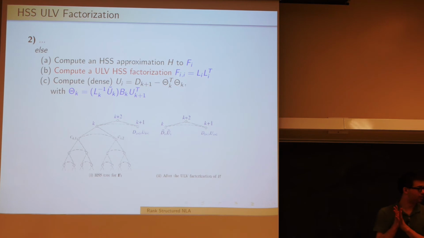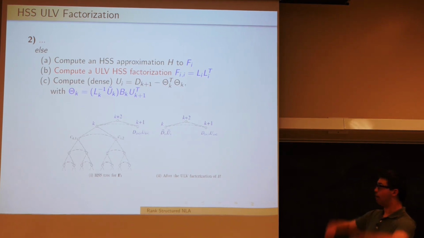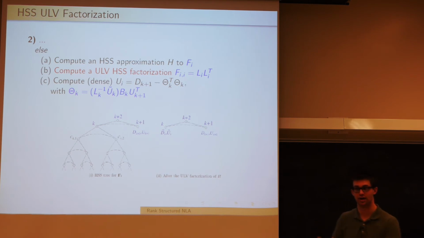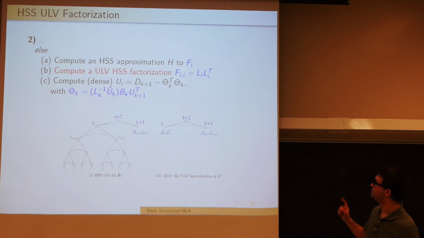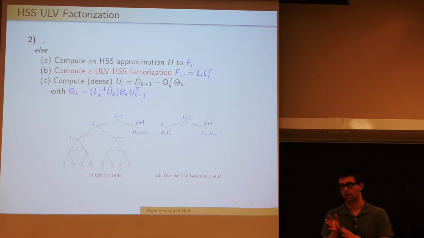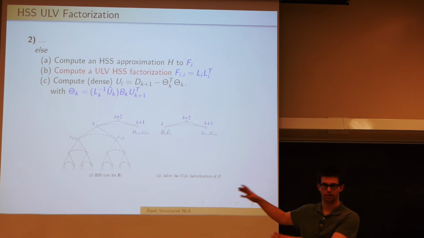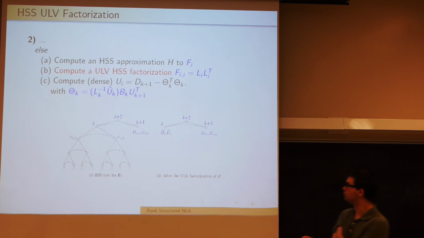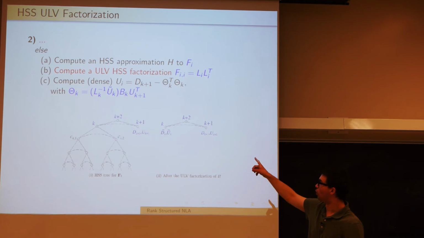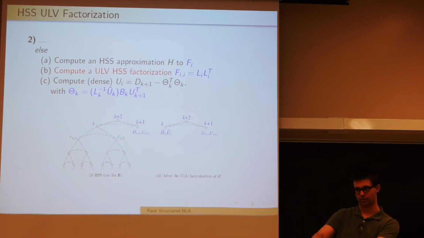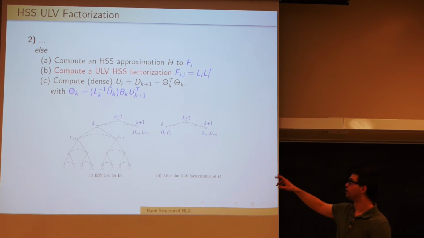OK. Now, if we are above the switching level in the tree, what we do is we compute an HSS approximation to our Schur complement. And then we do a ULV HSS factorization of the Schur complement. So what that means is it's the same idea as a general LU factorization. We have to add in a third matrix for stability because of all the HSS generators. But basically, we just build it up one at a time from each of the lower components up higher.